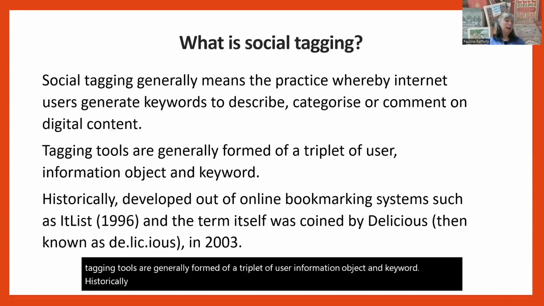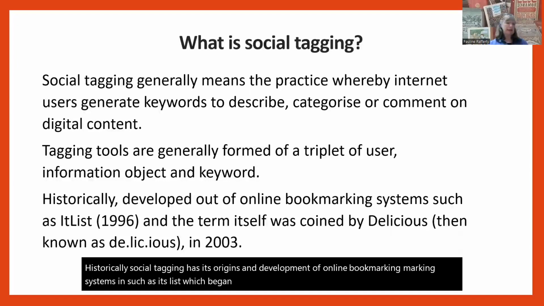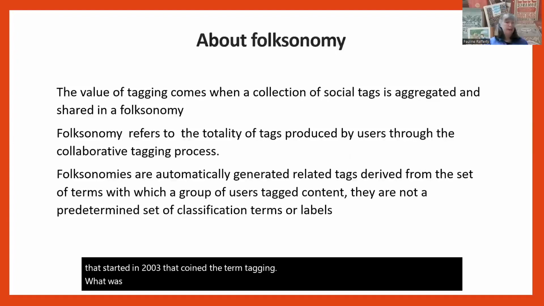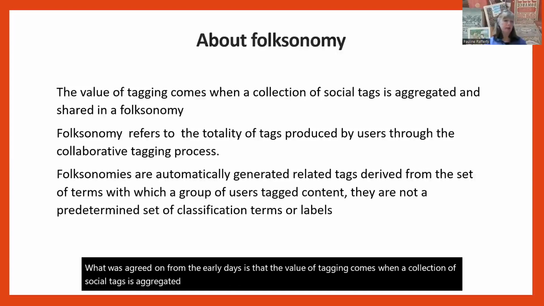Historically, social tagging has its origins in the development of online bookmarking systems, such as ItList, which began in 1996. But it was a social bookmarking service, Delicious, that started in 2003 that coined the term tagging. What was agreed on from the early days is that the value of tagging comes when a collection of social tags is aggregated and shared in a folksonomy.